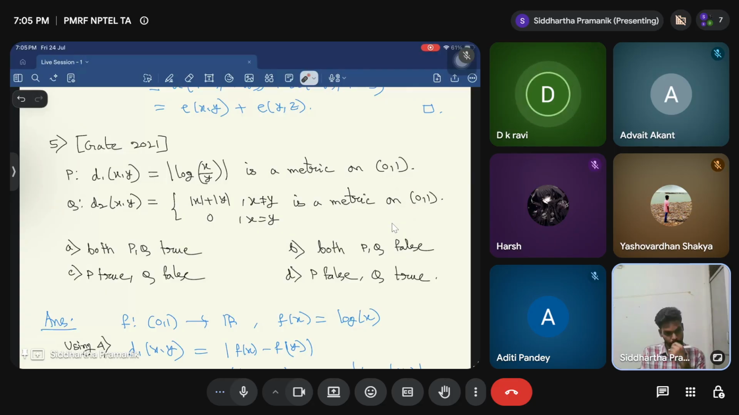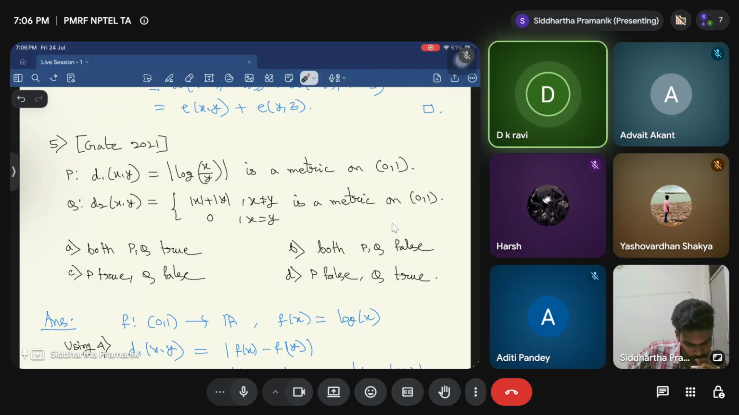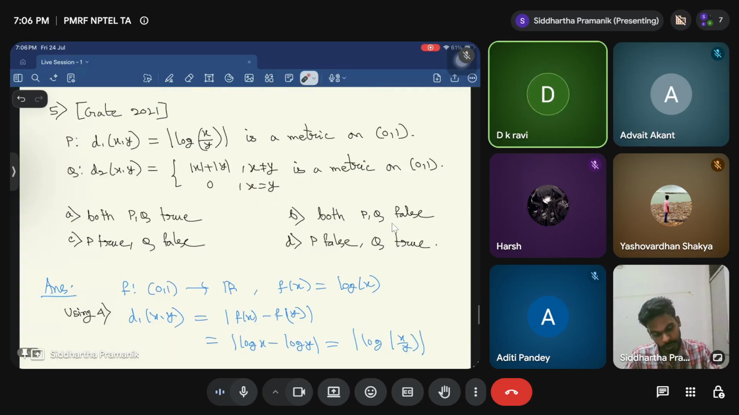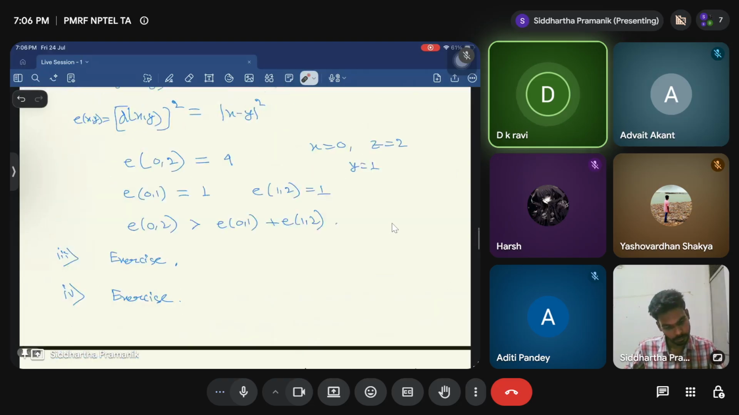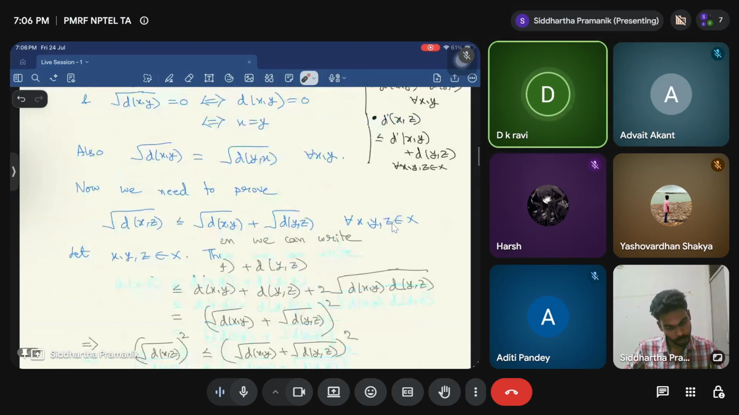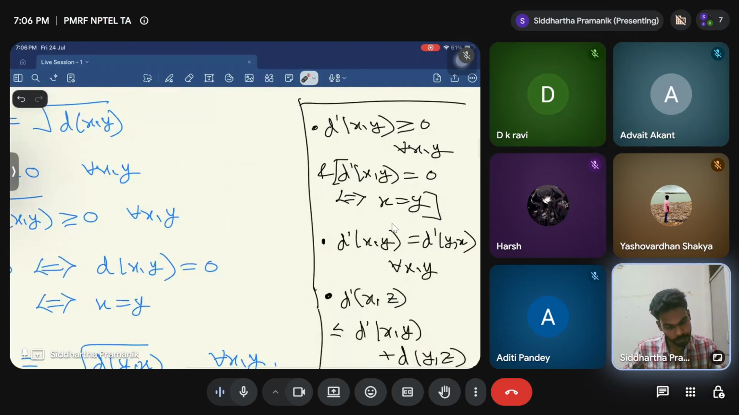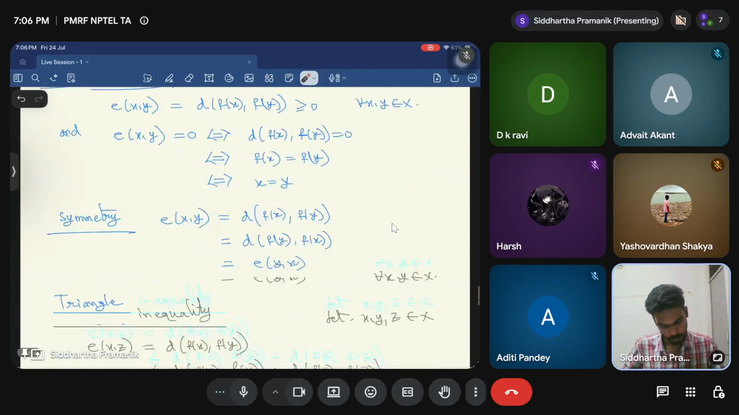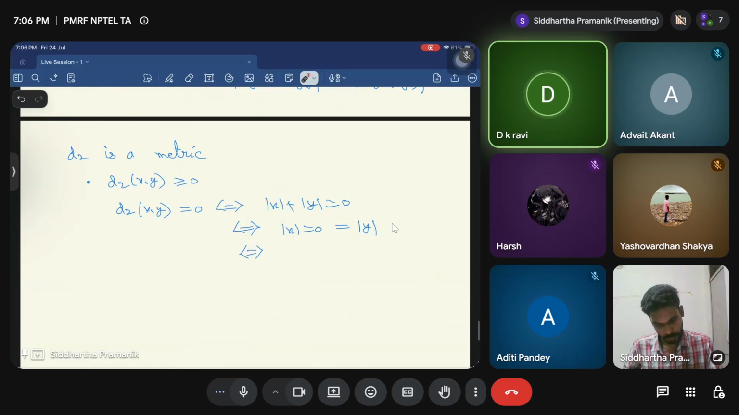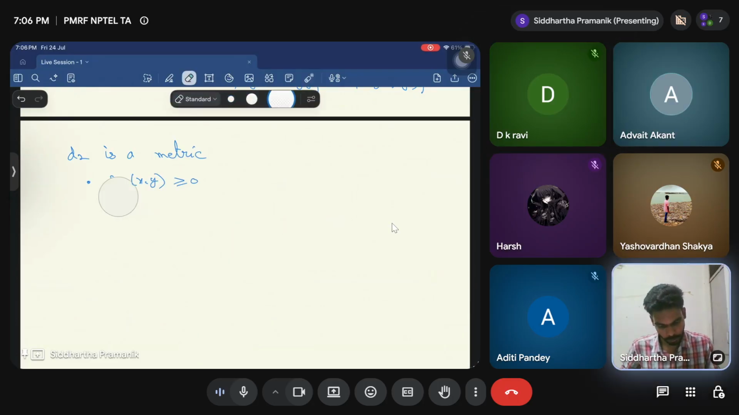Sir, but they defined that when x equals y, the distance should be 0. Yeah, but what happens if D2 of x,y is 0? Can we conclude x equals y? Sir, the metric is defined in that way only: D2 of x,y is 0 if and only if x equals y. So I am talking about this direction. Did you get my point? Yes, sir. So D2 is not a metric. What I was saying is wrong.